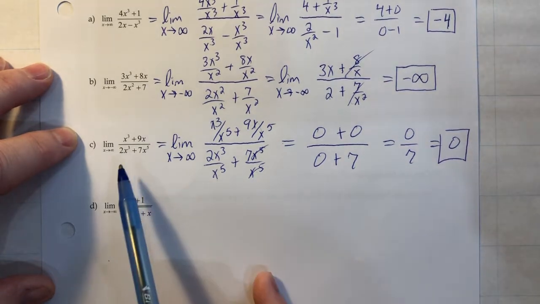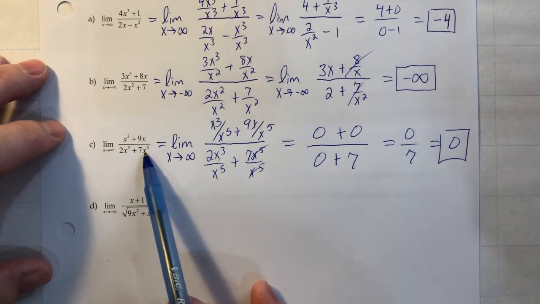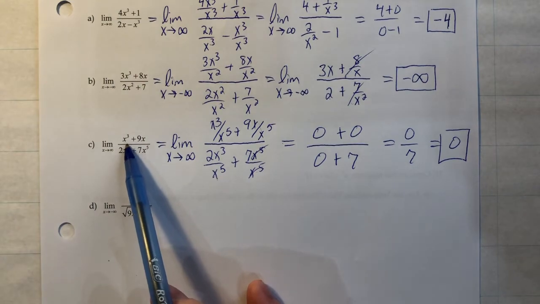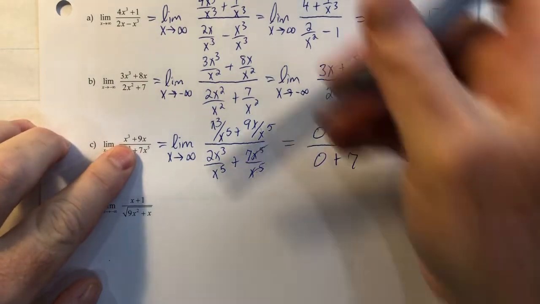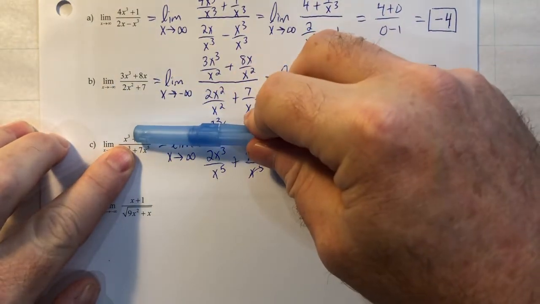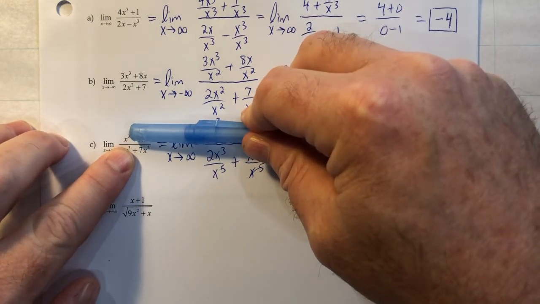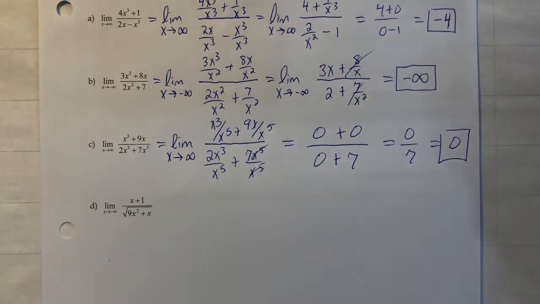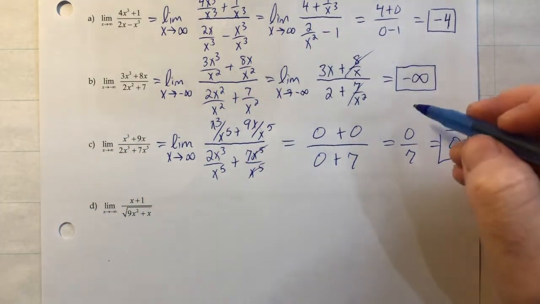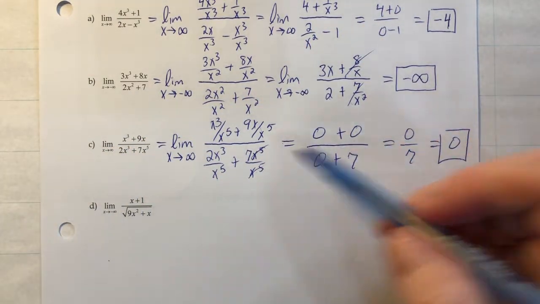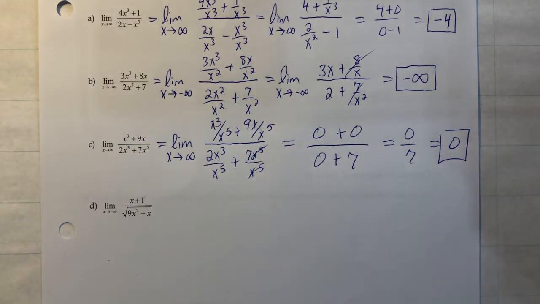That's what should happen anytime the power on the denominator is larger than the power in the numerator. If you just paid attention to the biggest terms only, you have x cubed over 7x to the 5th, which is 1 over 7x squared, which is going to go to, let's see, yeah, it's just going to go to 0 overall.